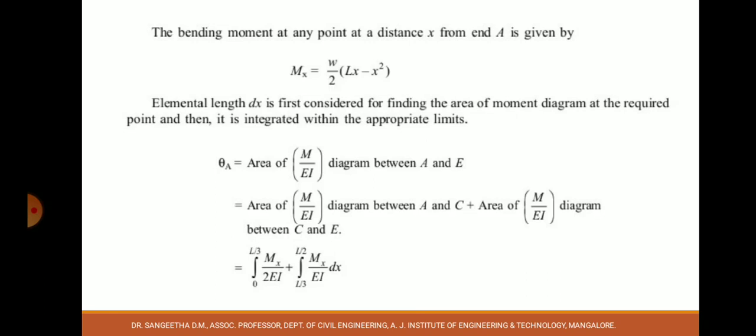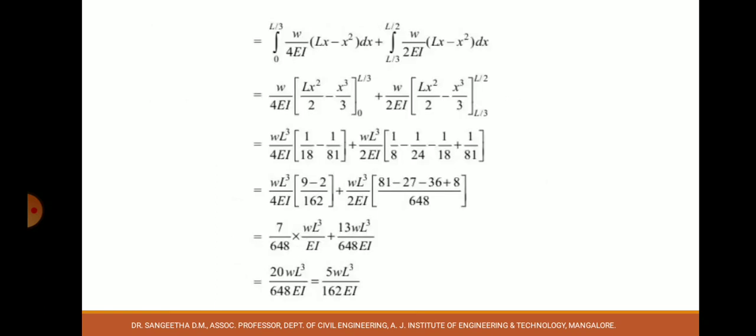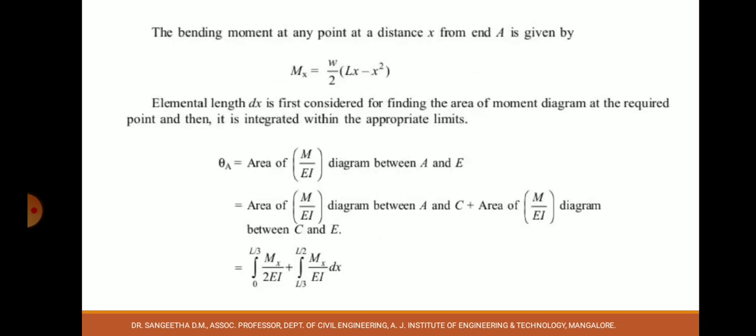with a parabolic curve. So the integral of 0 to L by 3 of Mx divided by 2EI, and L by 3 to L by 2 of Mx by EI. So you have the Mx equation. For that cross section you have 2 EI, and here you have the Mx equation with EI for the cross section. Substitute the terms, do the integration procedure, and you will end up with theta A.